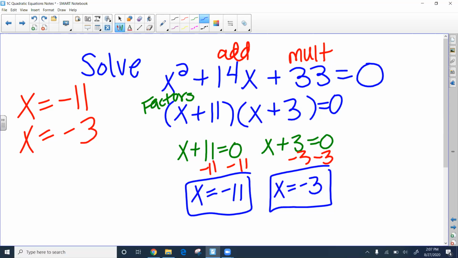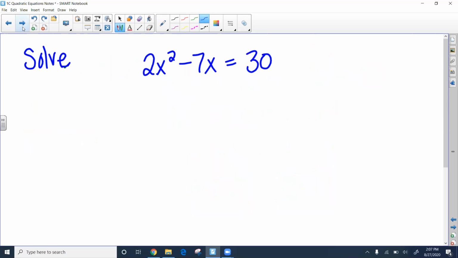Okay, we're gonna do another one. So this one is a very basic type because it should have been hopefully very easy to factor. The next one, here's our next example. I want you to solve 2x squared minus 7x equals 30.